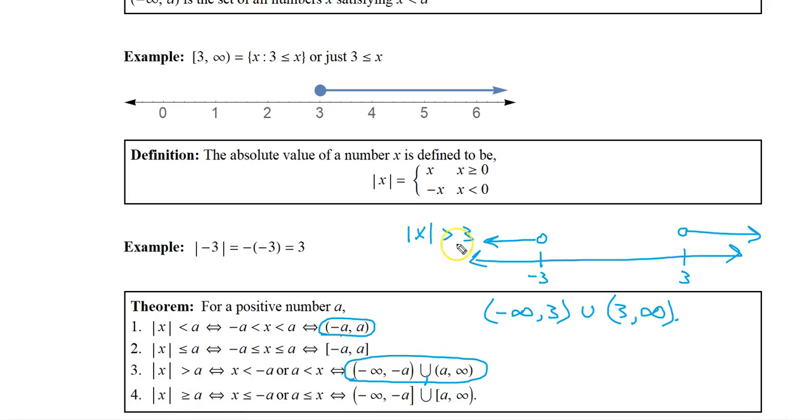And similarly, if we put a greater than or equal to symbol here, then we would just fill in these little circles and we would have closed brackets down here. Let's take a look at a few more examples working with these absolute values.